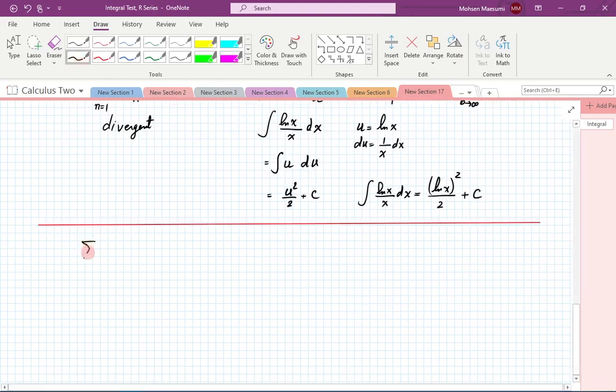Suppose the question is, what is the fate of the following series? The sum of 1 over (2n plus 3) cubed, running from some starting number to infinity. So we say this goes hand in hand with the integral of 1 over (2x plus 3) cubed.